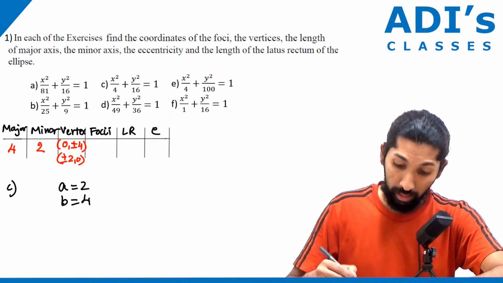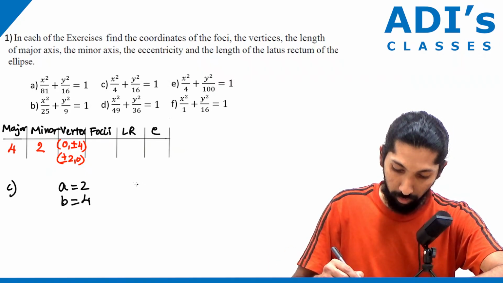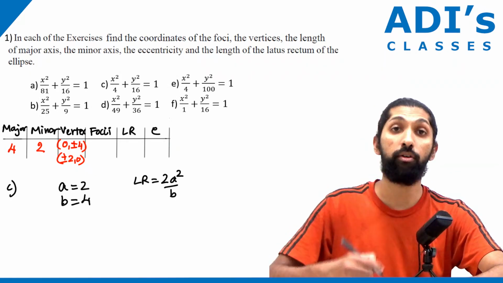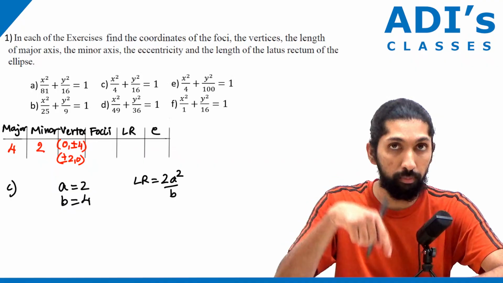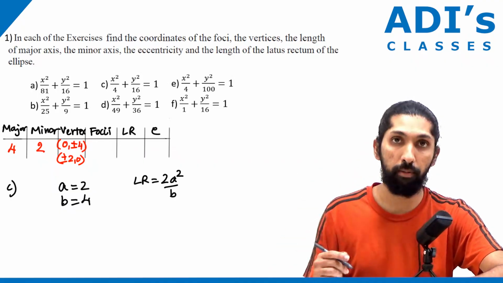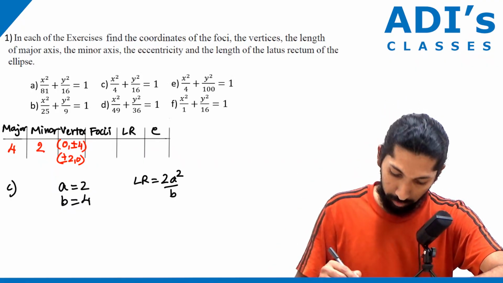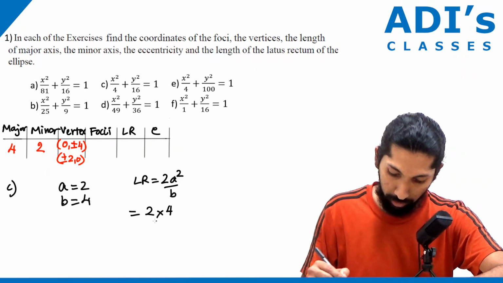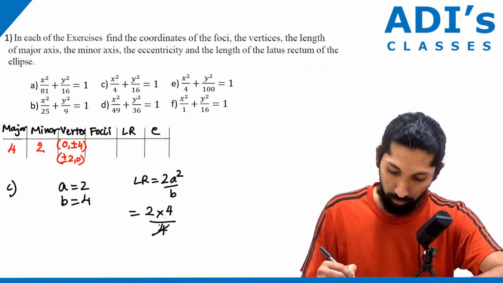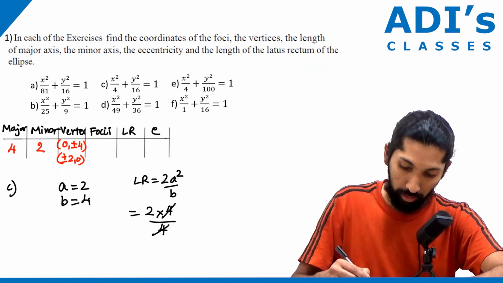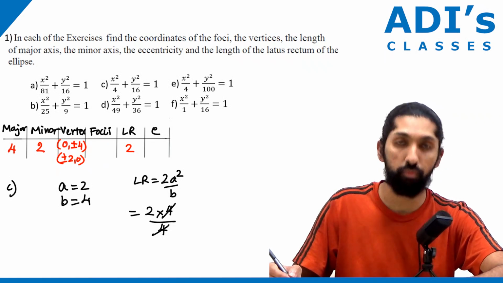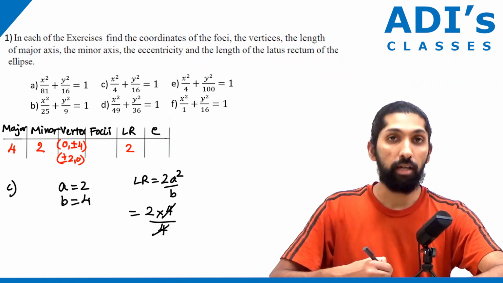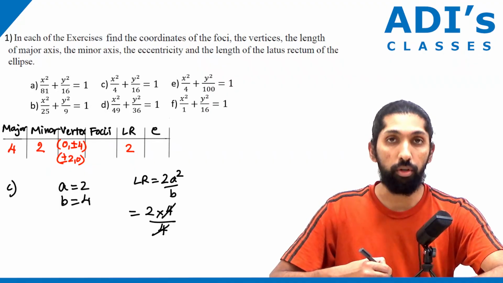So latus rectum is going to be 2a square by b. See, for a horizontal one, it's 2b square by a. So for this one, it's 2a square by b. Now, it's going to become 2 into 2 square, which is 4, divided by b, which is 4. The value is 2. So latus rectum is going to give us 2. Fair enough?